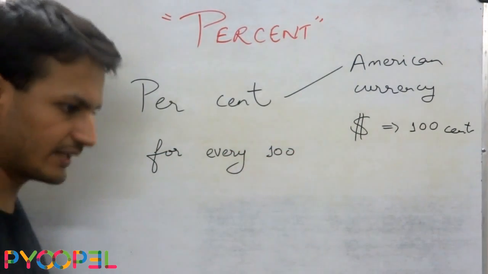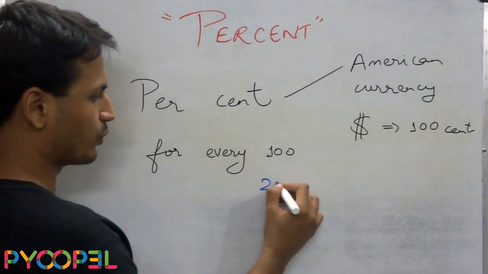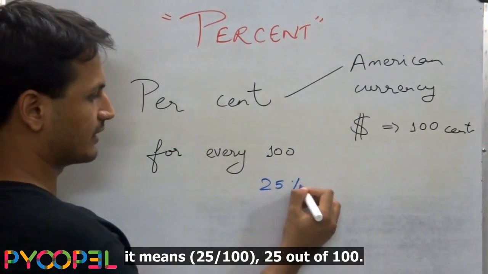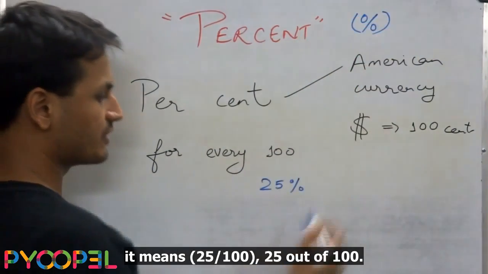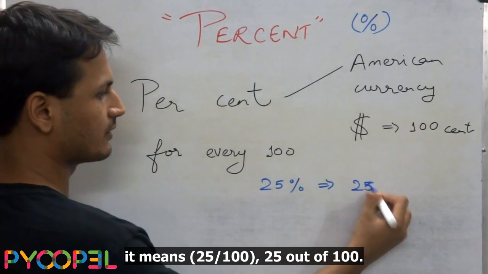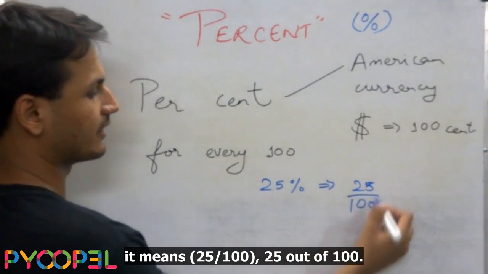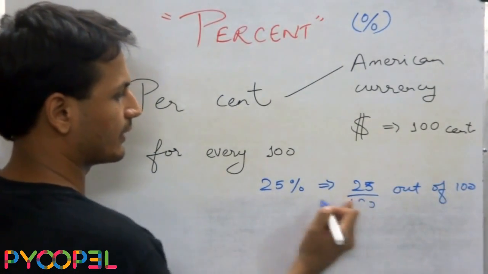This means that if we say 25%, it means... 25%. This is the sign that represents percent. So if we say 25%, it means 25 out of 100. Okay.